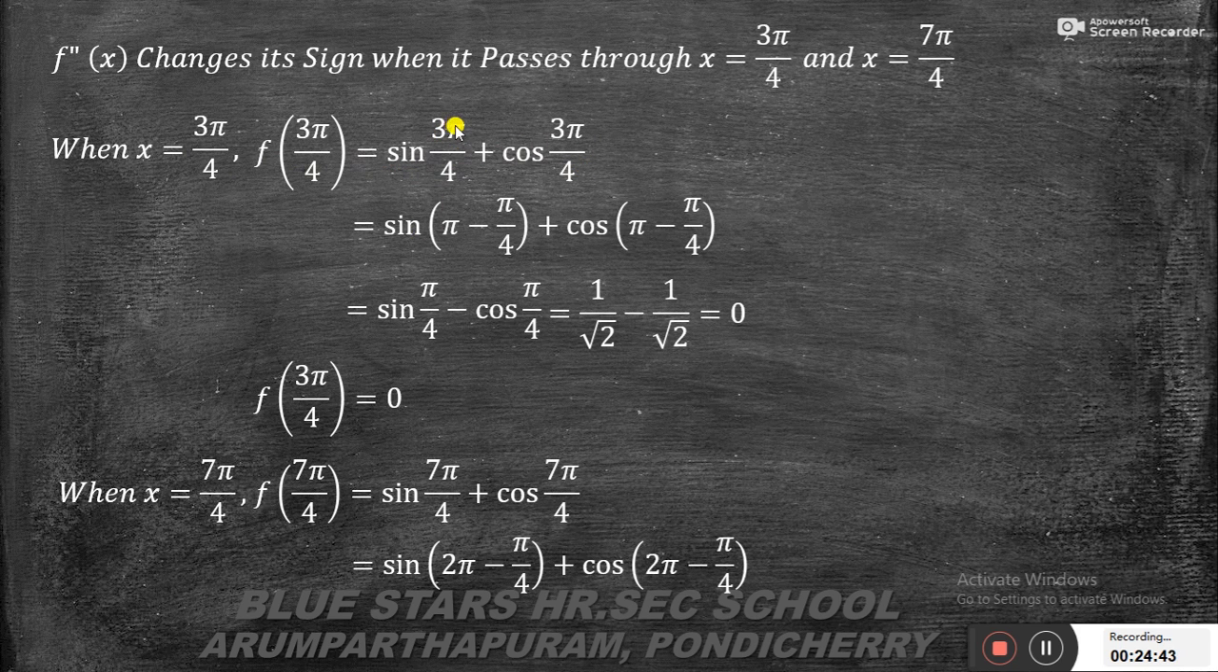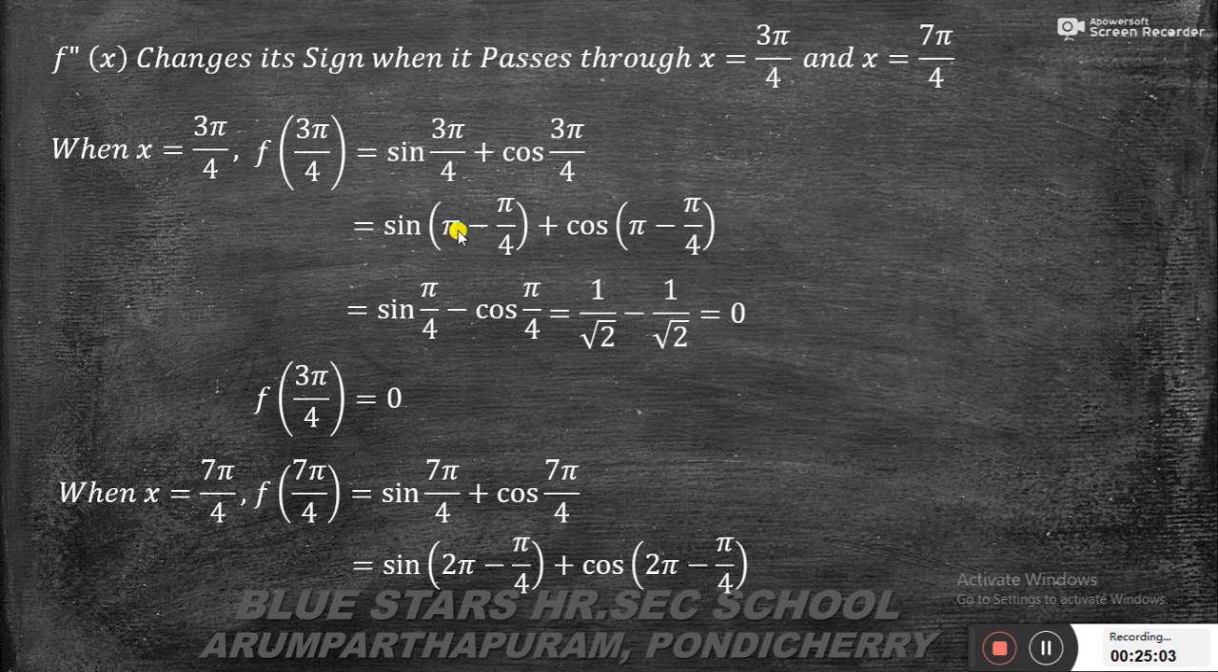Therefore I write 3 pi by 4 as pi minus pi by 4, because if we cross multiply, 4 into pi is 4 pi, and 4 pi minus pi is 3 pi by 4. Plus next, cos of 3 pi by 4, again I write it as pi minus pi by 4.